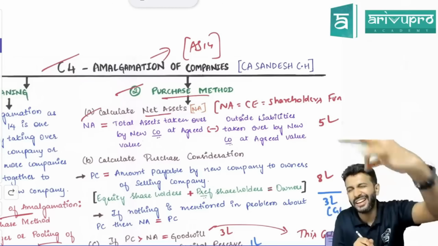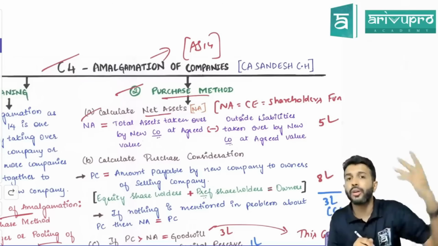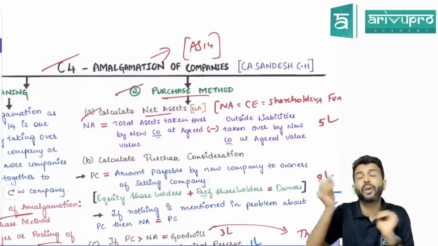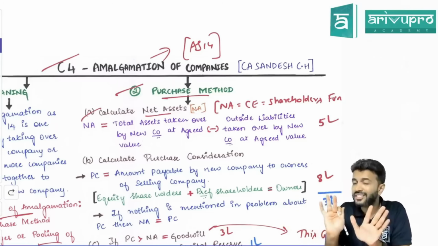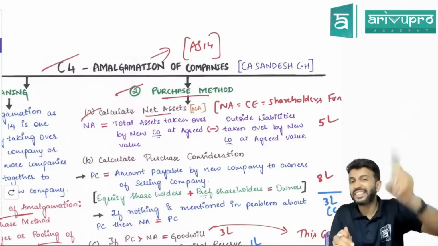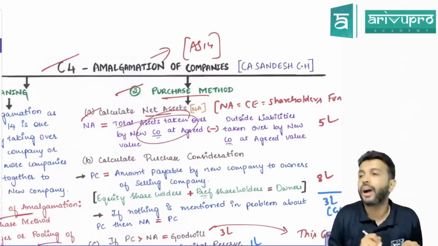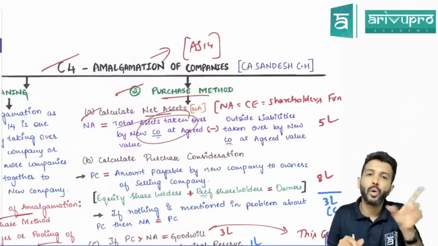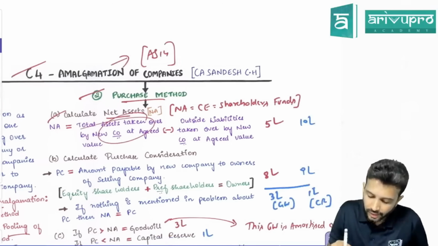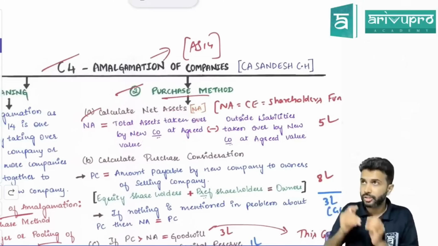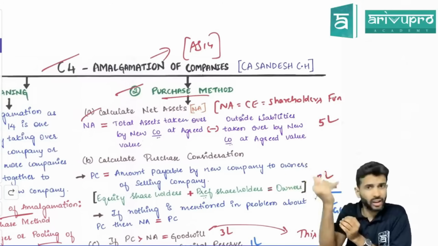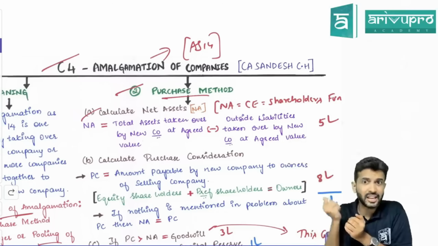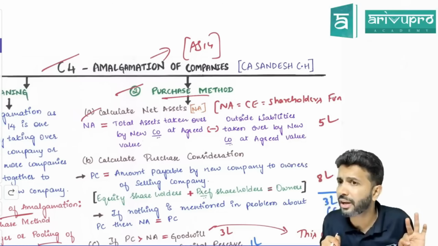The name itself is saying net assets. It's not assets, it is net assets. How do you calculate net assets? Assets minus liabilities. Not as simple as that. Net assets is assets taken over at agreed value minus outside liabilities taken over at agreed value. Because when one company is purchasing another company, the selling company's assets and liabilities will be taken over by the purchasing company.